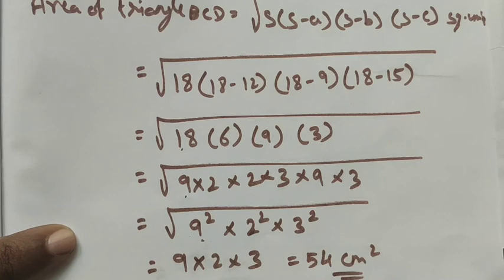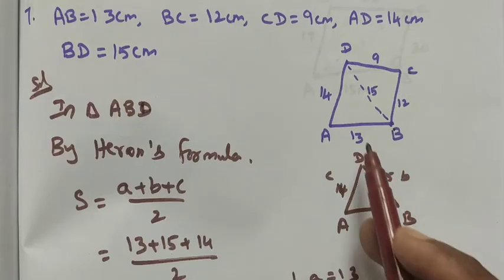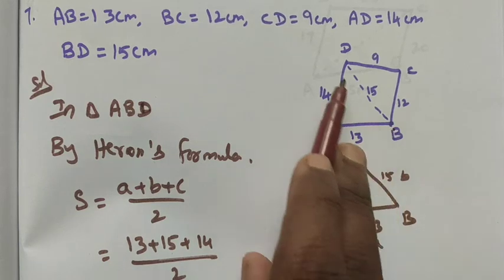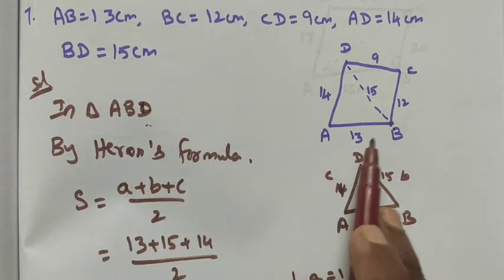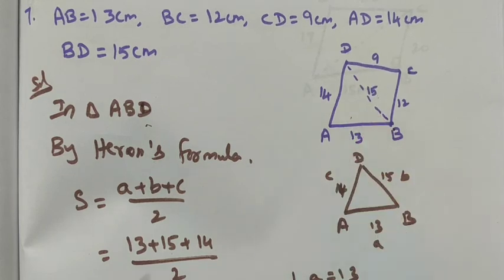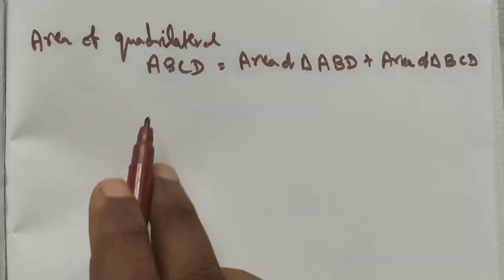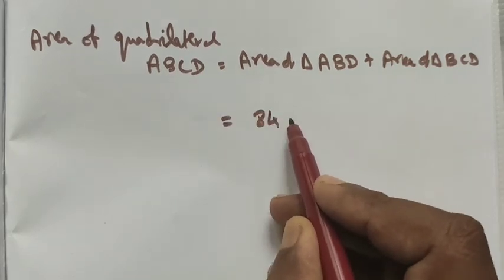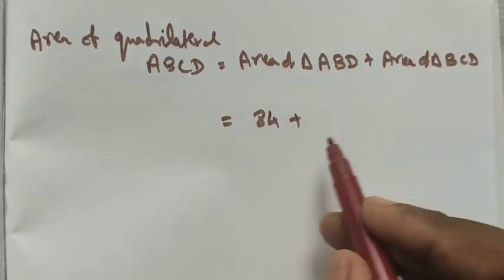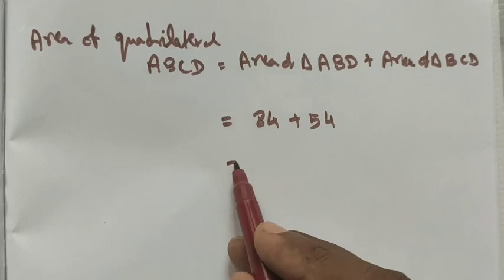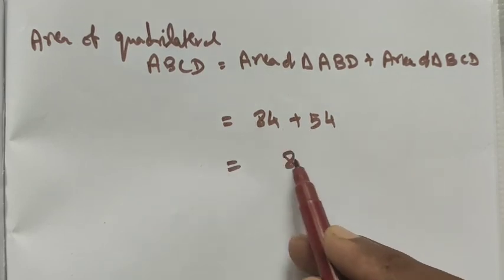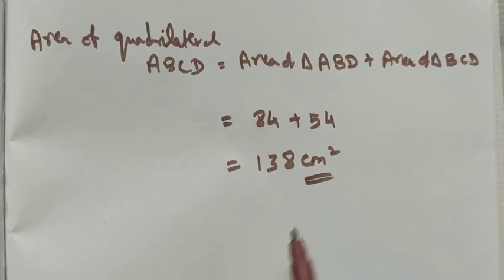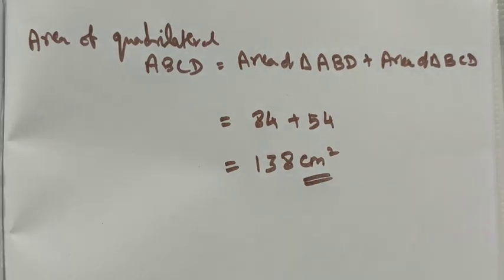Now we want to find the area of the quadrilateral ABCD. That means we have to add the areas of the triangles ABD and BCD. So the area of the quadrilateral ABCD is equal to the area of triangle ABD, which is 84, plus the area of triangle BCD, which is 54. The sum of this is equal to 138 centimeter square, the area of the quadrilateral ABCD.